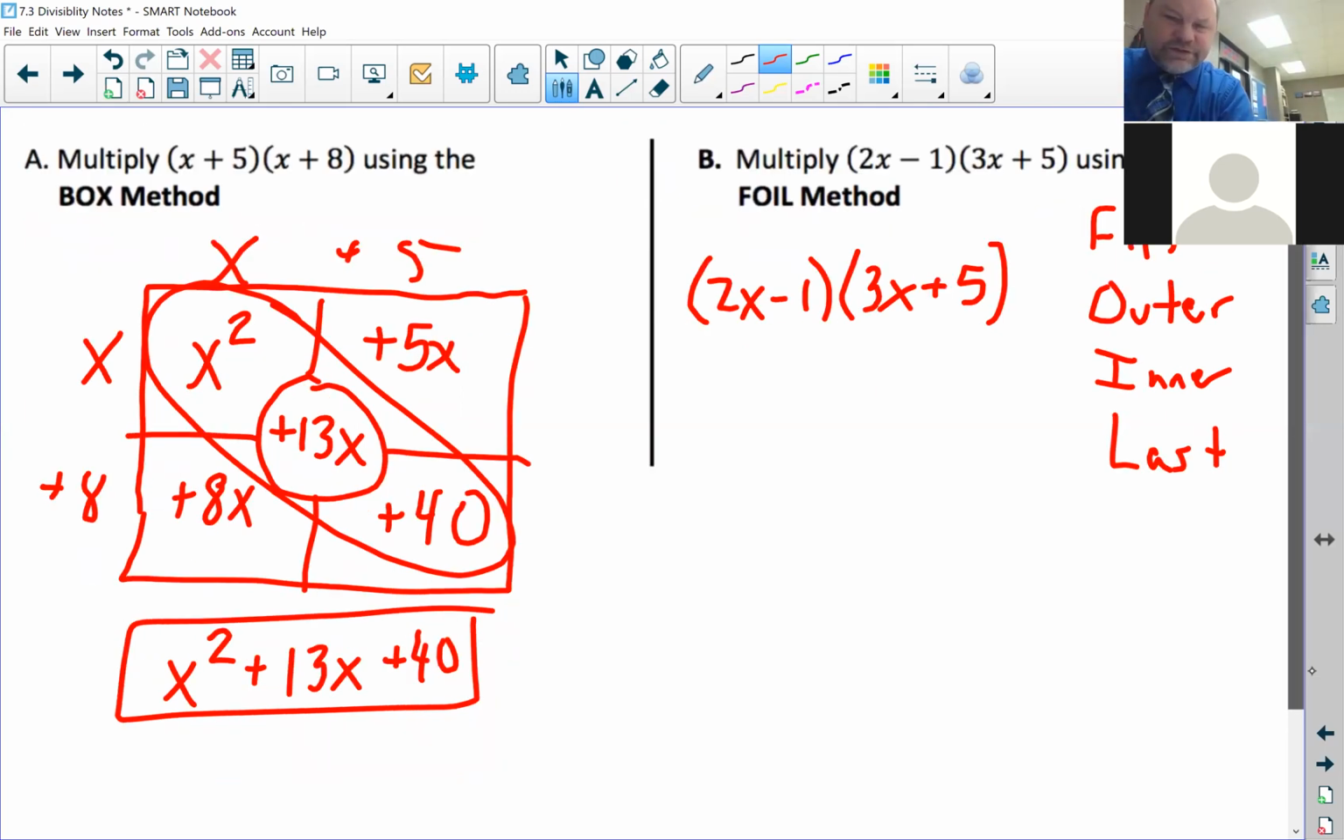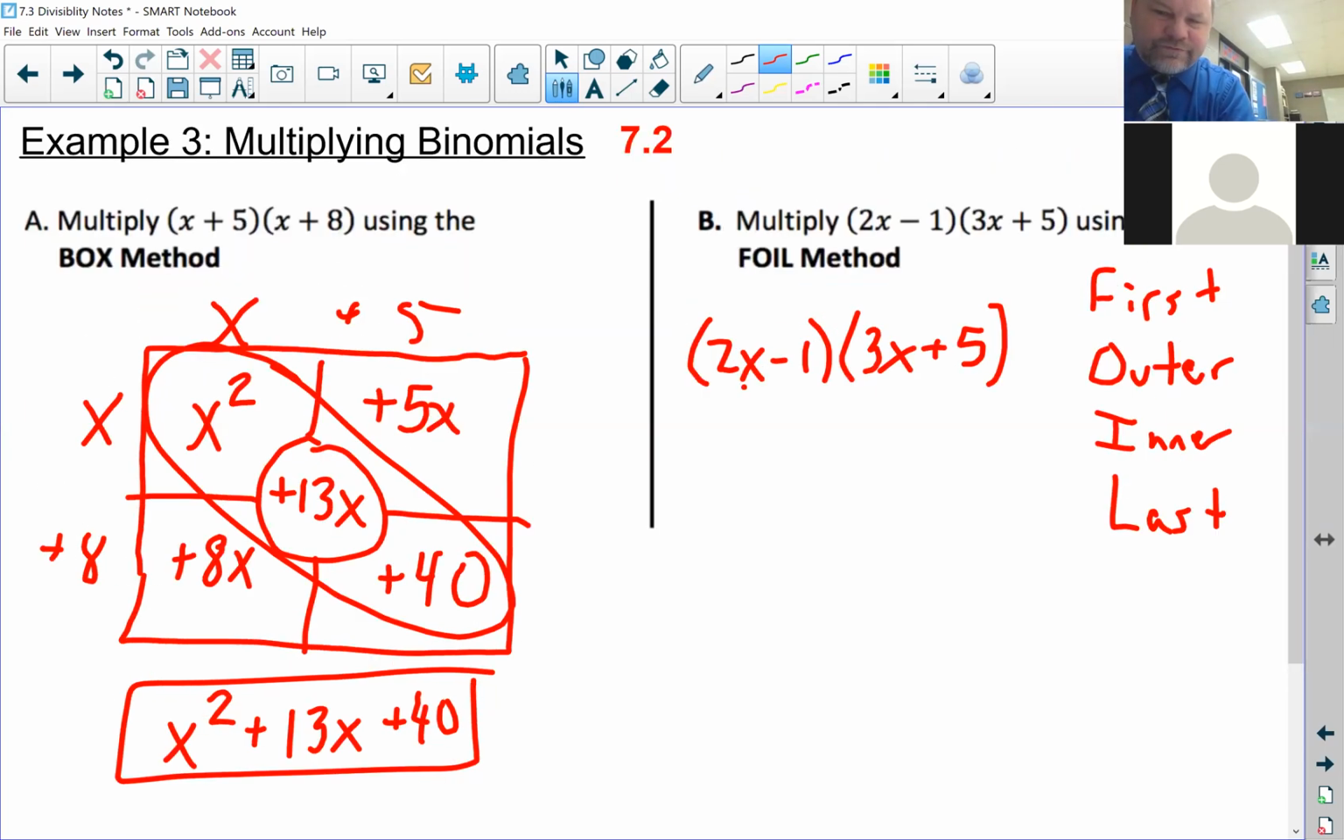So what that means is we multiply the first term in each binomial. 2 times 3 is 6. X times x is x squared. Again, that would be this upper left-hand corner if we use the box method.